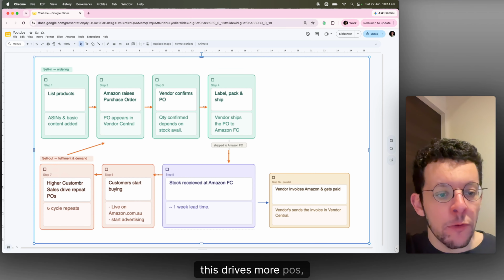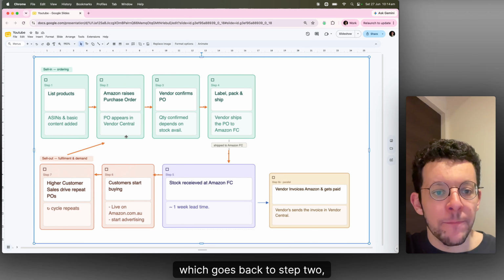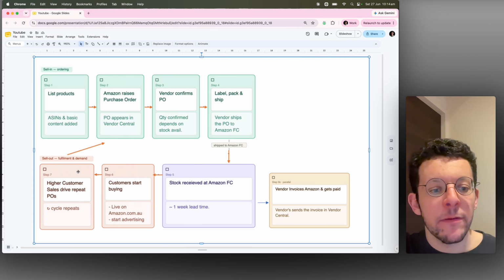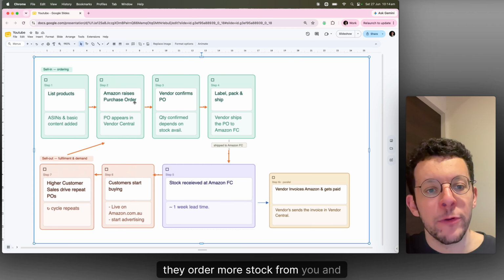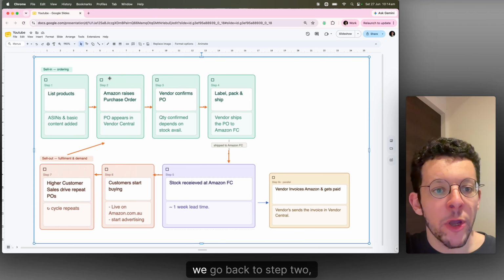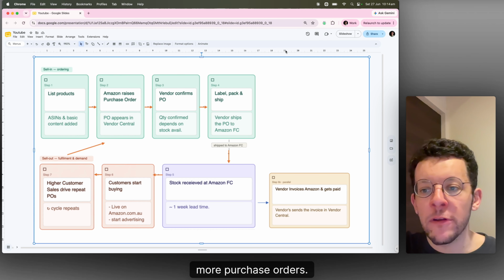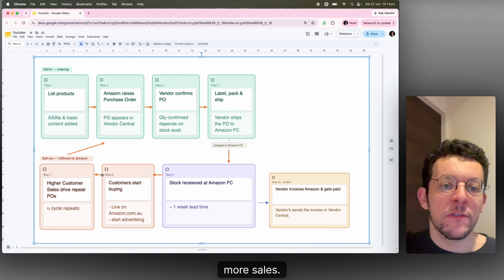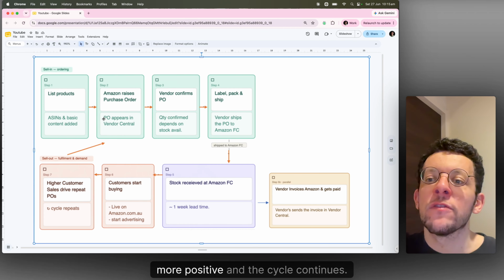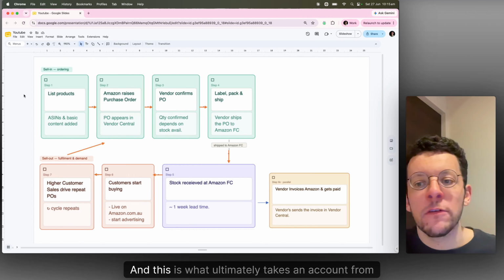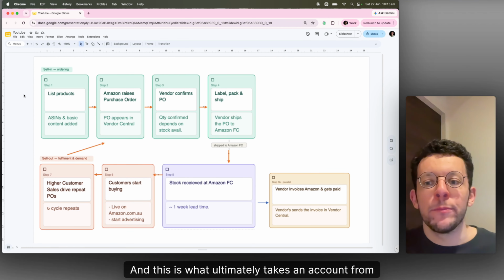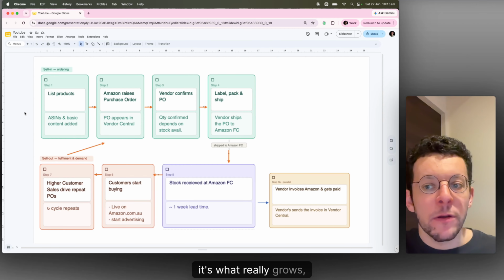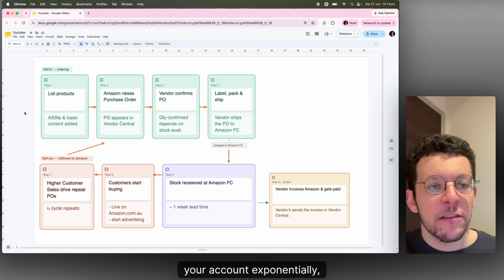This drives more POs, which goes back to step 2, right? Higher customer sales means Amazon have more demand, means they order more stock from you, and voila, we go back to step 2. More purchase orders, the process starts again, ultimately leading to more advertising, more sales. Again, step 2, more POs, and the cycle continues. And this is what ultimately takes an account from $500,000 to $10 million. It's what really grows your account exponentially.